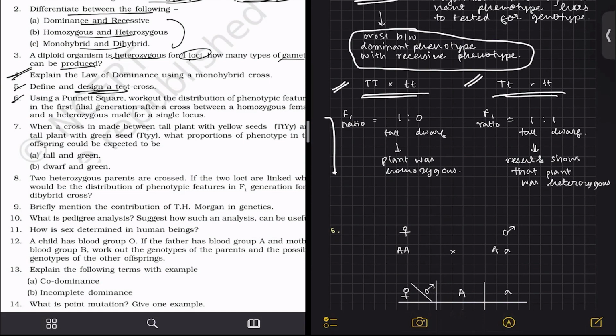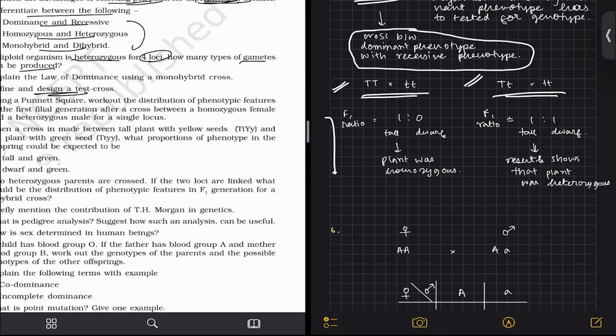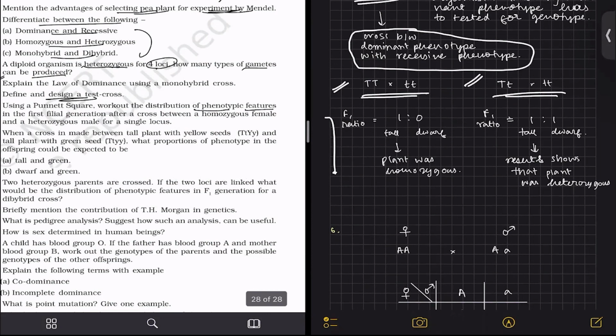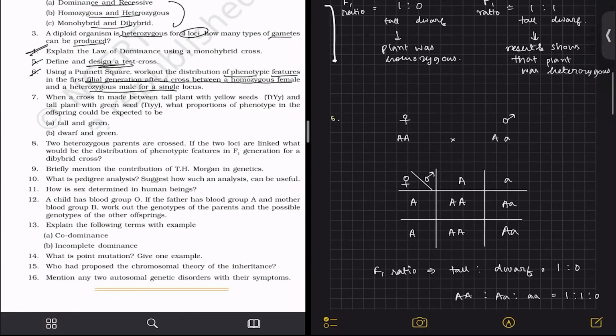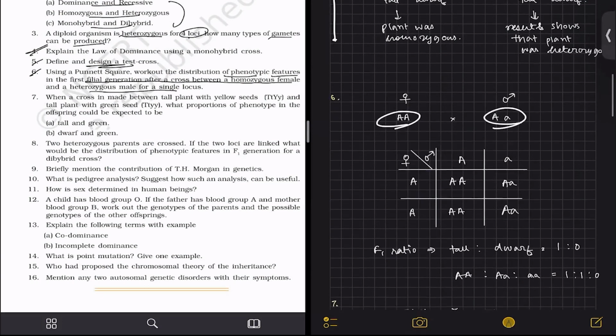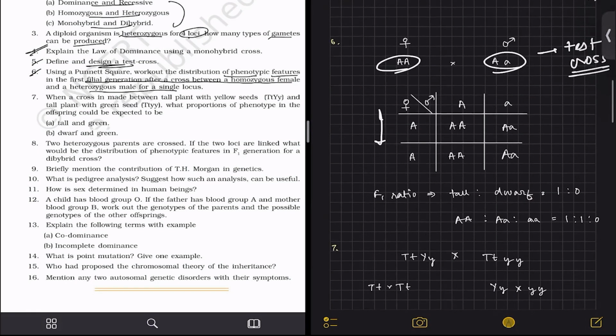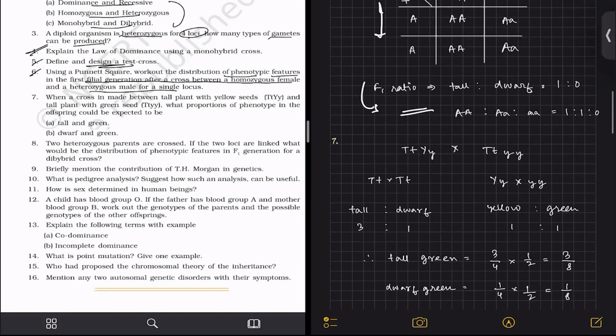Now, using a Punnett square, work out the distribution of phenotypic features in the first filial generation after a cross between a homozygous female and a heterozygous male for a single locus. This is actually the question of a simple test cross, and they have asked us to make a Punnett square. So I made a Punnett square here, and you can see the ratio was calculated. I have already discussed all of this in the chapter itself.